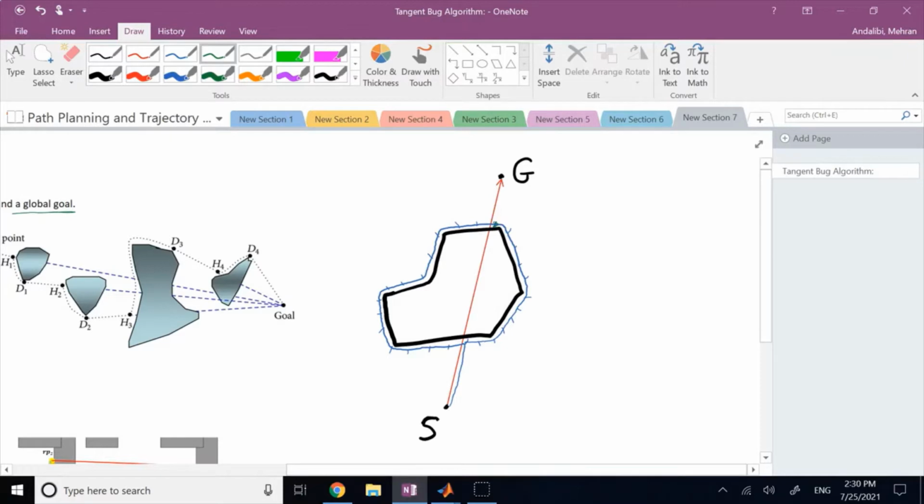So now what? It continues from here, goes back the extra amount, and returns to this point, which was the closest it recorded to the goal, and now from there it continues on that connecting line, and then what? It goes to the goal.